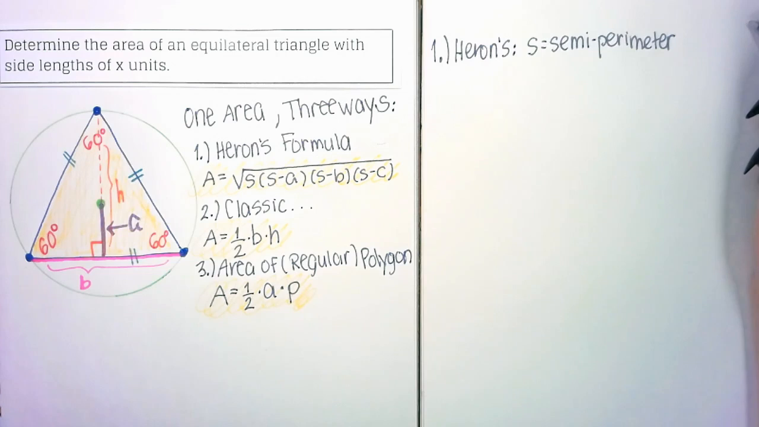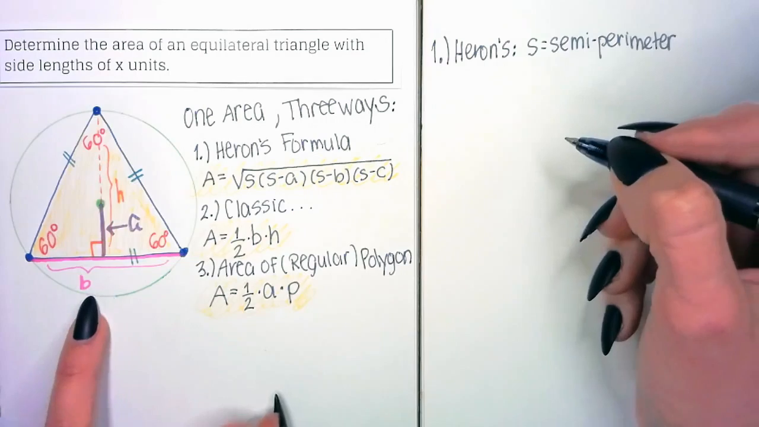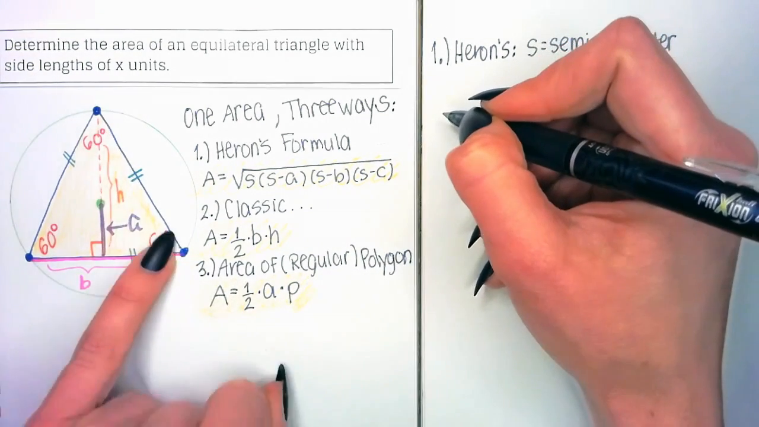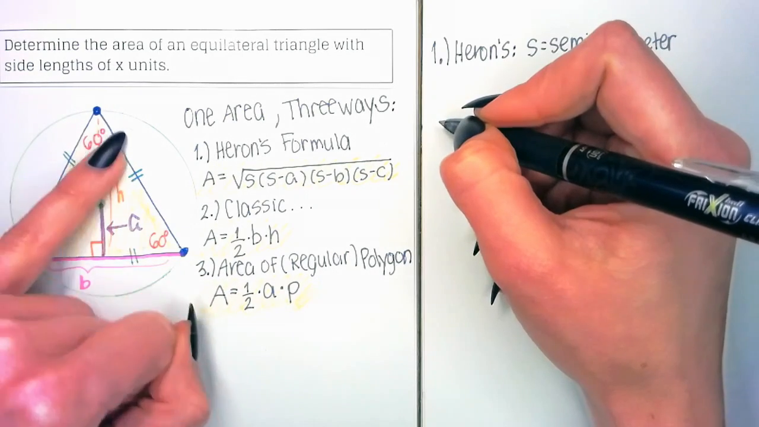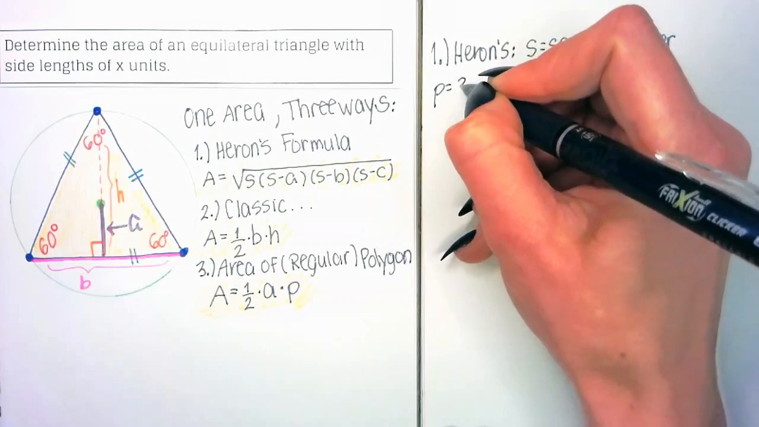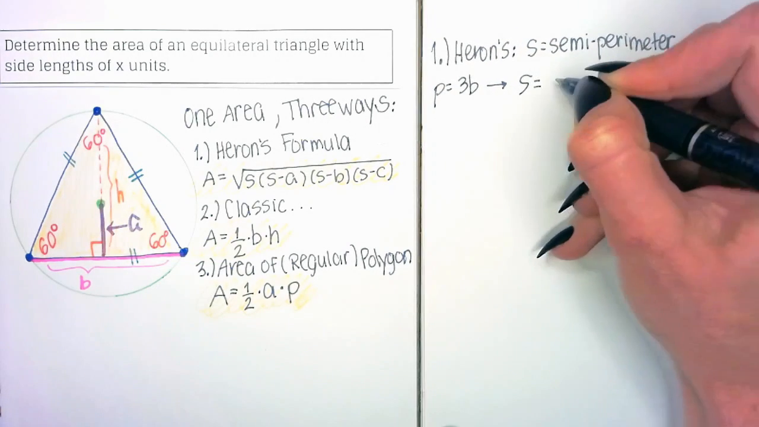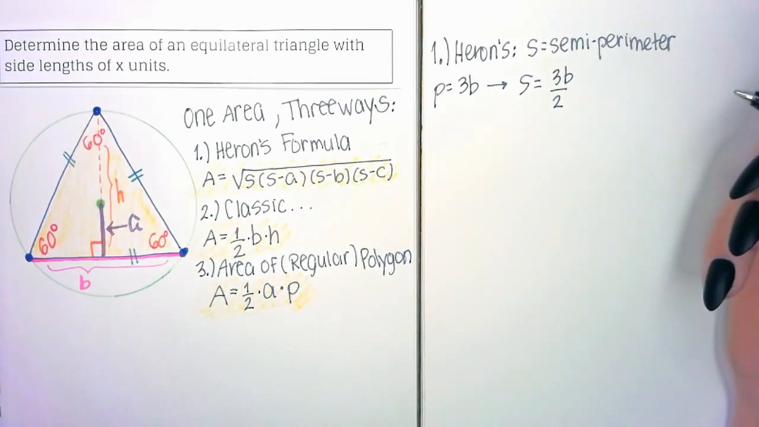For Heron's formula, we need to know what S stands for, and S is the semi-perimeter. If I know that this is the base of my triangle, I'm going to use B for that, then my equilateral triangle will have a perimeter of B plus B plus B. So the perimeter will be 3B. That means that my semi-perimeter will be 3B over 2, because semi is half.